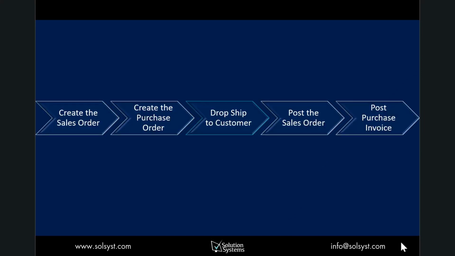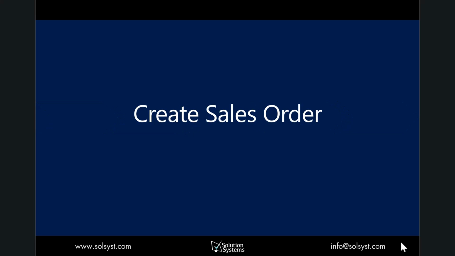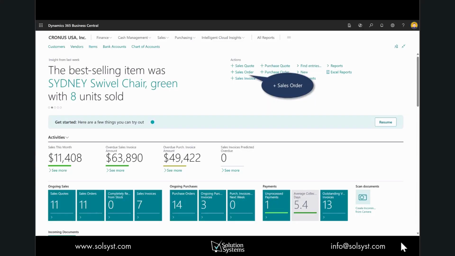What we're going to do is create the sales order. From there, we'll create the purchase order, and then you see in the middle color shaded triangle, we'll drop ship to the customer. And from there, we'll post the sales order and post the purchase invoice. Beginning, we'll start with creating a sales order.